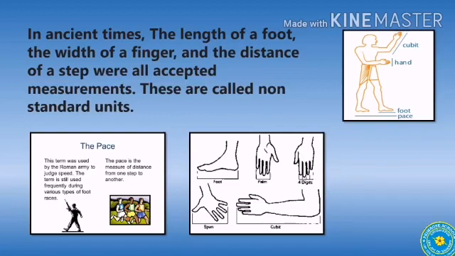Next we learnt about non-standard units. Okay, in ancient times, the length of the foot, the width of a finger and the distance of a step were all accepted measurements. These are called non-standard units. Why non-standard? Because they vary from place to place. They vary from person to person. I already told you, right? Width of a finger may vary from person to person. So you cannot take a width of a finger as a unit. So these are called non-standard units.